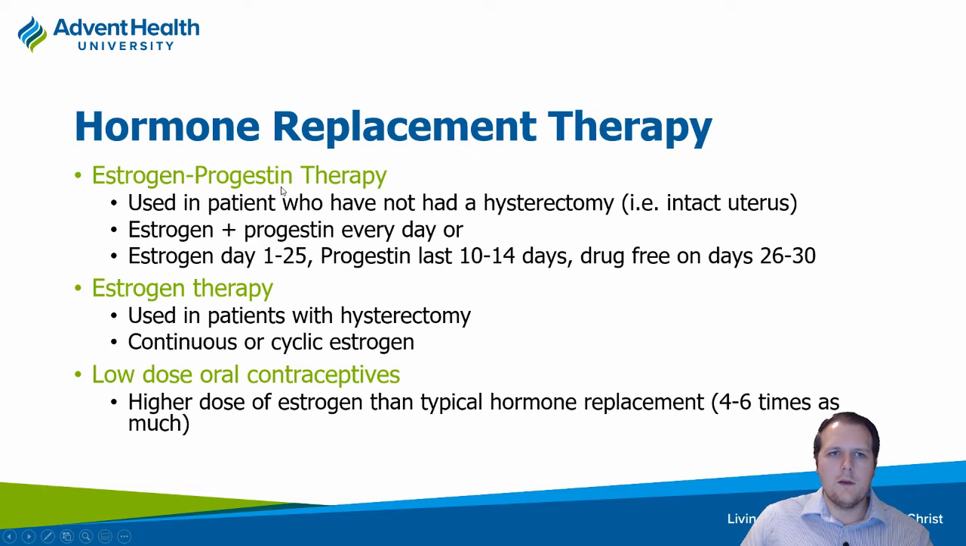So for instance here, by using combination therapy of estrogen and progestin, this is going to be in patients who still have an intact uterus, right? And so they could either get an estrogen plus a progestin every single day to where they have no withdrawal bleeding. That's possible. You don't have to have that withdrawal bleeding. Or what you may find is that you'll have, say, estrogens on day 1 through 25, then you'll kick in a progestin on day 10 through 14, and maybe then they're going to be drug-free on 26 to 30, right? Just to give you some different examples of how these may be used.